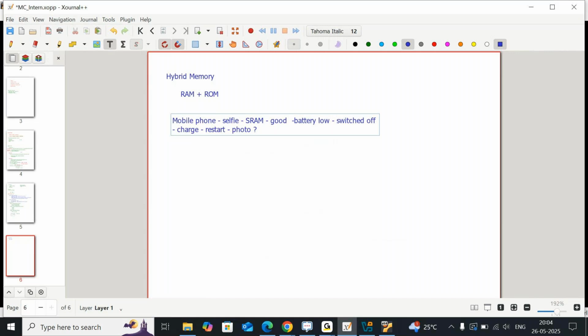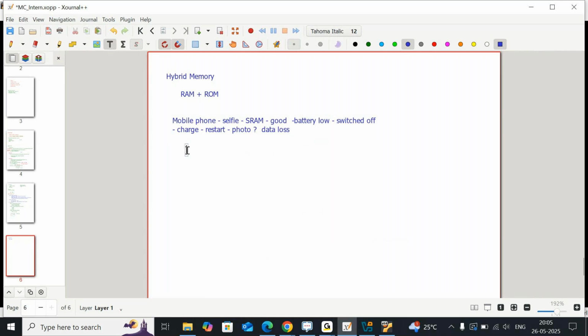So the photo is stored in SRAM. The phone got switched off, you're recharging and restarting the phone. Will the photo be available in the memory? No, definitely not. It will be erased, because when there is no power, the data is lost. So in this case, we cannot go with RAM.